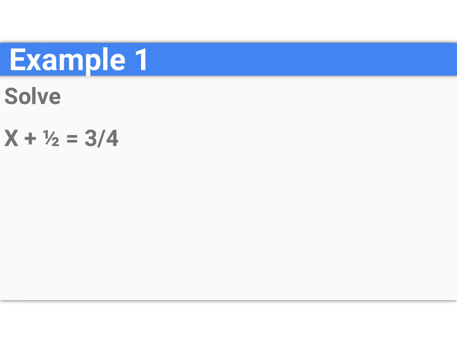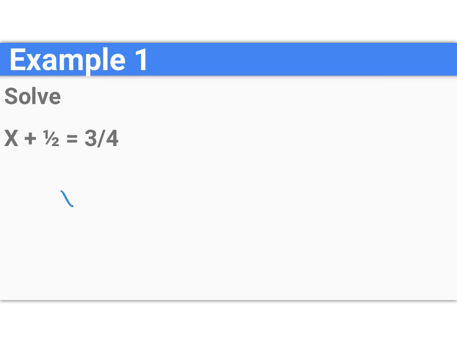Okay, x plus 1/2 equals 3/4. So I'm going to rewrite the whole equation so it looks like a fraction. So if I subtract 1/2 from both sides, now I get x equals 3/4 minus 1/2. Okay, so we'll figure this out on the next slide.